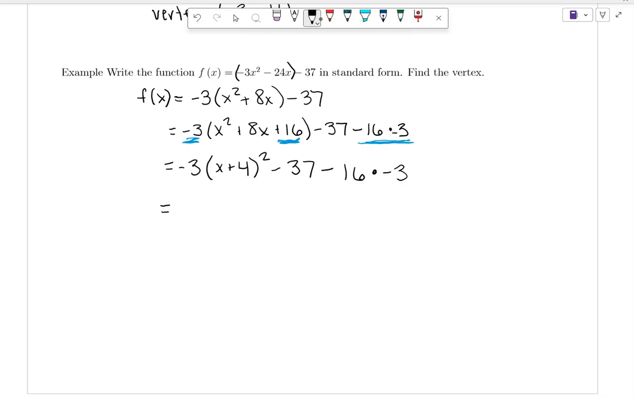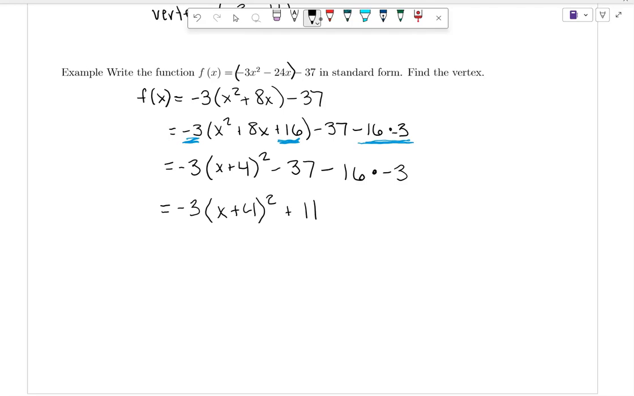Negative 16 times negative 3, which gives you 48. So you can simplify the outside. So we can simplify that last part that we just have. And what did you guys get? Plus 11. So we just did that negative 16 times negative 3 and then minus 37. Does everyone understand how we got to that standard form?